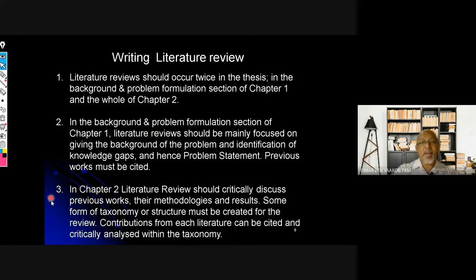And then number three, in chapter two, the literature review should really discuss previous work, their methodologies and results. Some form of taxonomy and structure must be created for the review. Consideration for each material can be cited and critically analyzed within the taxonomy. We'll talk a bit more about taxonomy later, but the point now is that you need to have literature citations in both chapter one and chapter two.